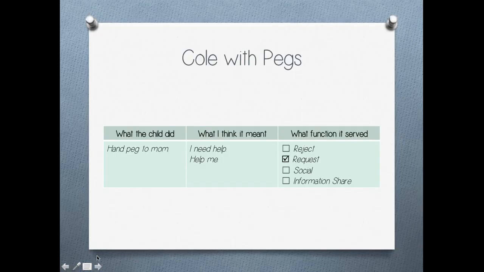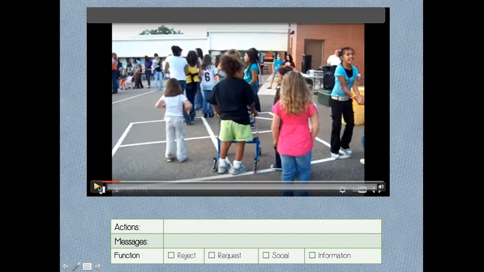So what Cole was doing was tapping his mom's hand and giving her the peg. The interpretation that she had and that I had was that he was asking for assistance, asking for help, so he was making a request. And there's that opportunity piece, right? Mom didn't jump in and give him help until he initiated it, and then the next clip included her helping him out. All right, let's see what we have here with Emma.